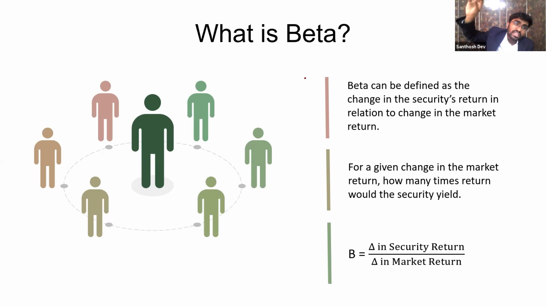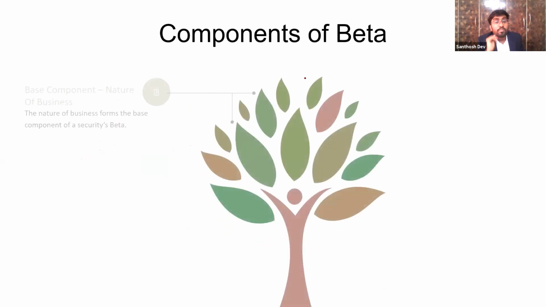We find out these similar companies, how they move in the market in relation to the movement of the market itself. And that is going to give you the beta. Beta is nothing but change in the security return divided by change in market return. So far, any doubts? Let's move ahead. What are the components of beta?